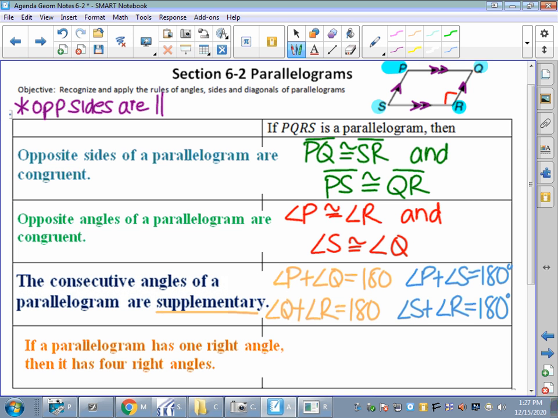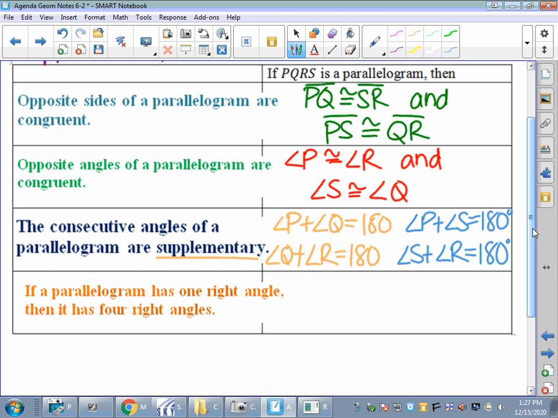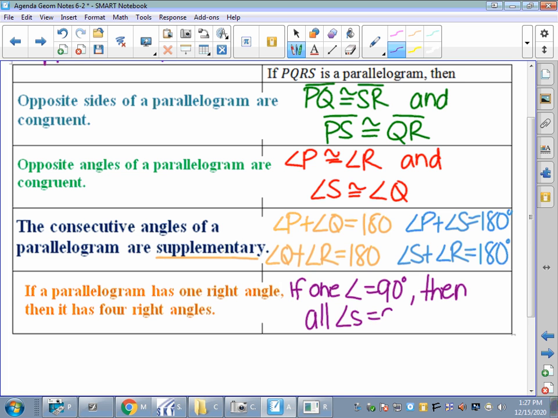So what do I need to say here? If one angle equals 90, then all angles equal 90. How about that? That seems the shortest way I can say it. It doesn't matter if it's P, Q, R, S, or whatever letters of the alphabet I give you. So there's our first two rules.